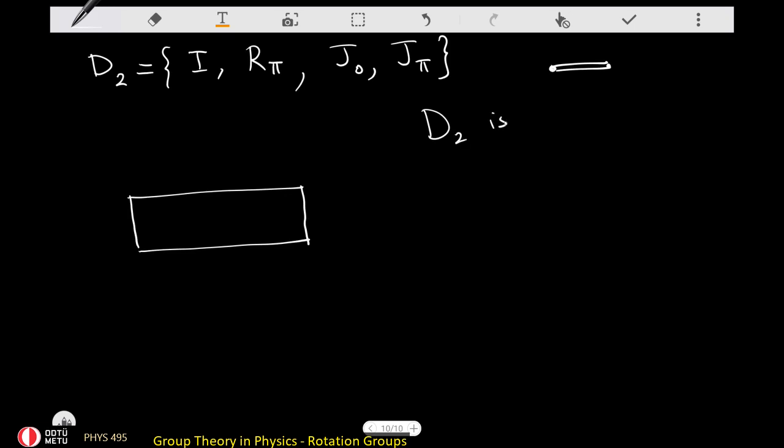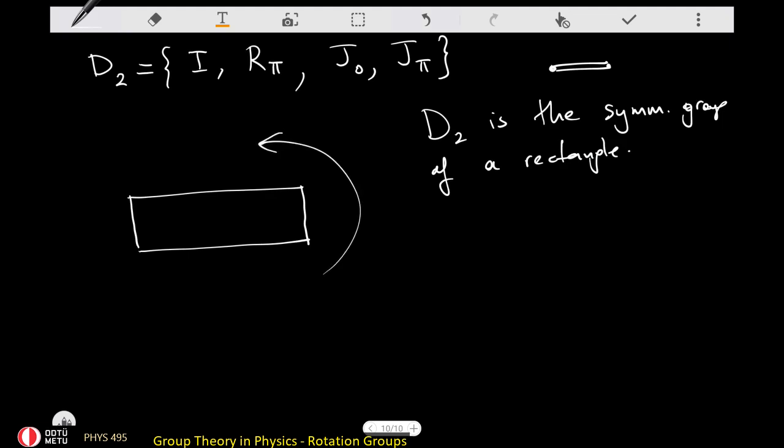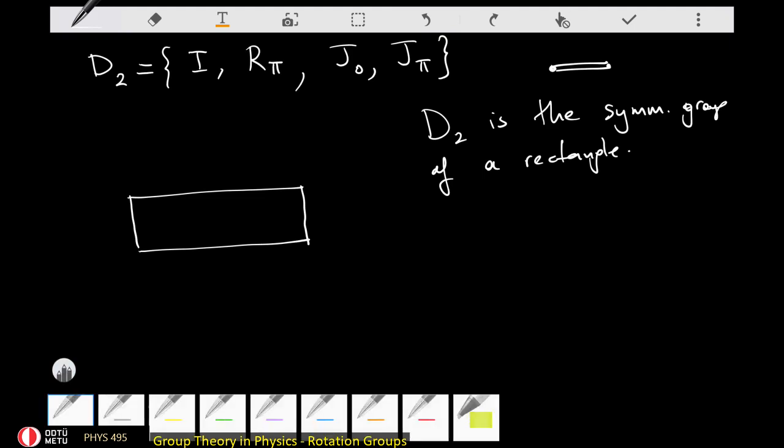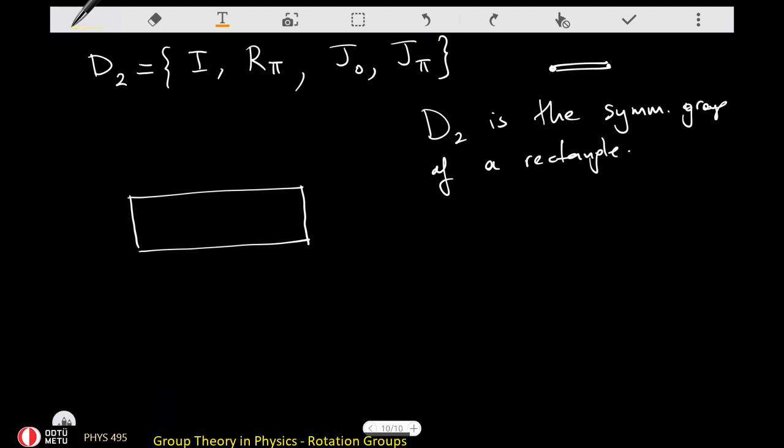So D2 is the symmetry group of a plane rectangle, right? In that case, of course, there are two rotations. One is the identity and the other one is the 180-degree rotation like that. So that's one element. And then there are two mirror planes. One mirror plane is like that. It basically exchanges these two corners and these two corners. And the other mirror plane is like that.